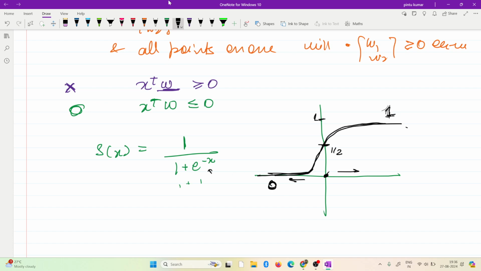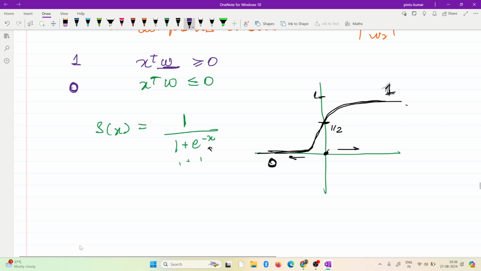Okay. Now let's say we rename these classes. Rather than calling them purple cross and green circle, we can't do calculation with purple cross and green circle. We rename them as class 1 and class 0. Okay. So now see carefully.